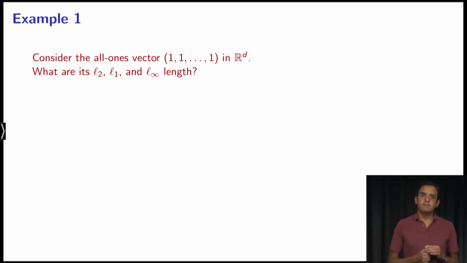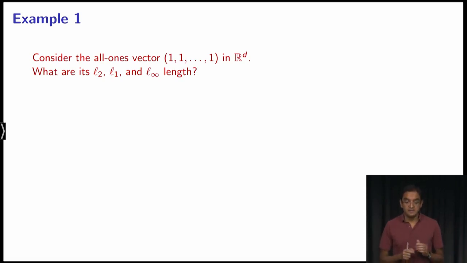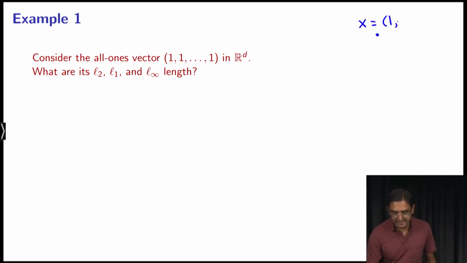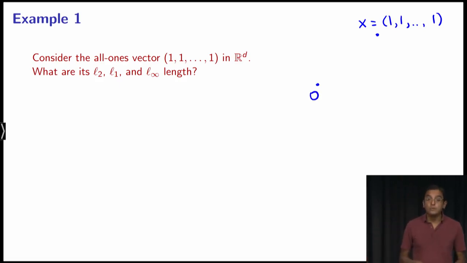Okay, so let's talk about lengths of vectors. So the length of a vector is simply its distance from the origin. Okay, so let's say we have a vector over here, which is all ones, and this is in d-dimensional space. So the vector consists of d 1s. The length of the vector is its distance from the origin, from the all zeros point. And we want to compute its length in L2, L1, and L infinity.